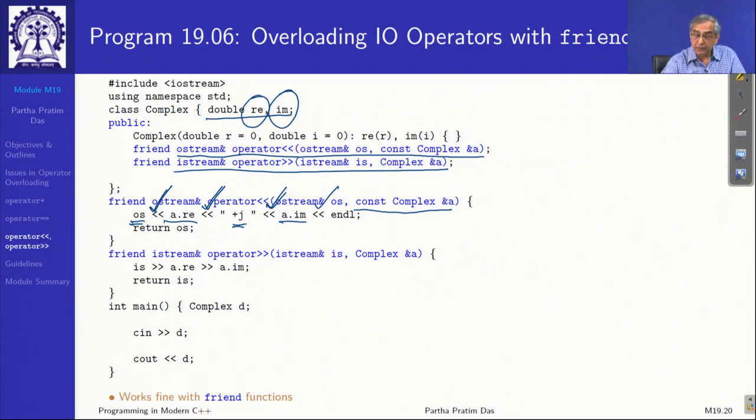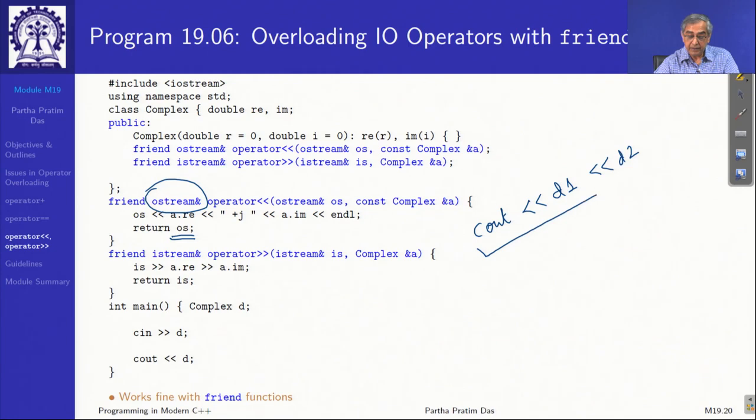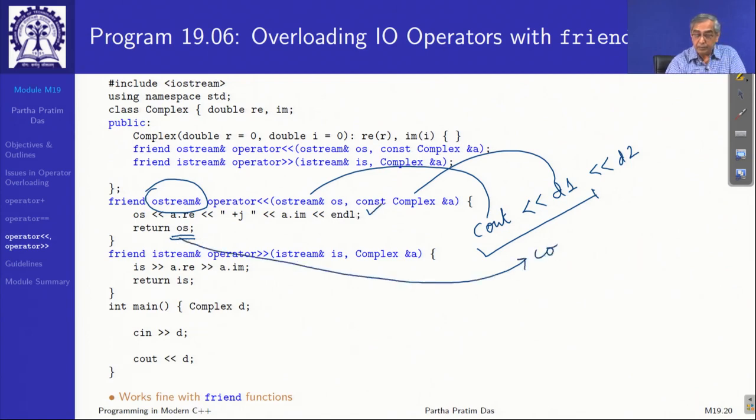So, what will I have to do? I will have to give it back as a result. So, I return O stream, which comes back as my O stream reference result. So, when I now write C out D1, D2 and chain it, by left associativity this is done first, this goes as OS, this goes as A, and into that C out this is written, and what comes back is again C out. So, the result of this is C out.